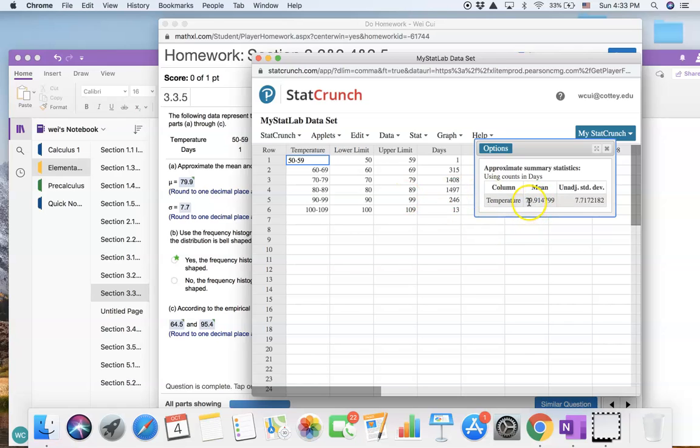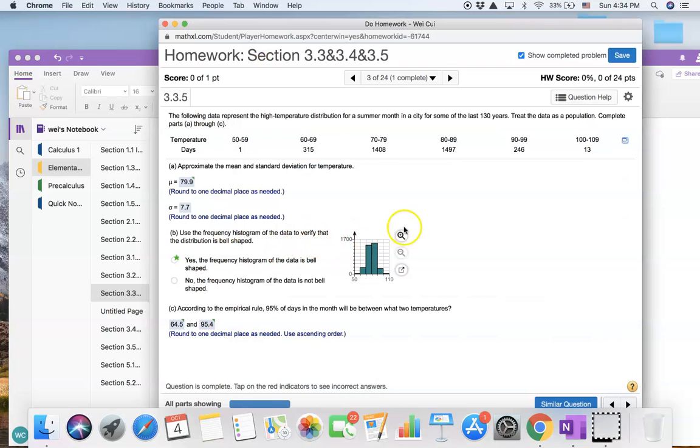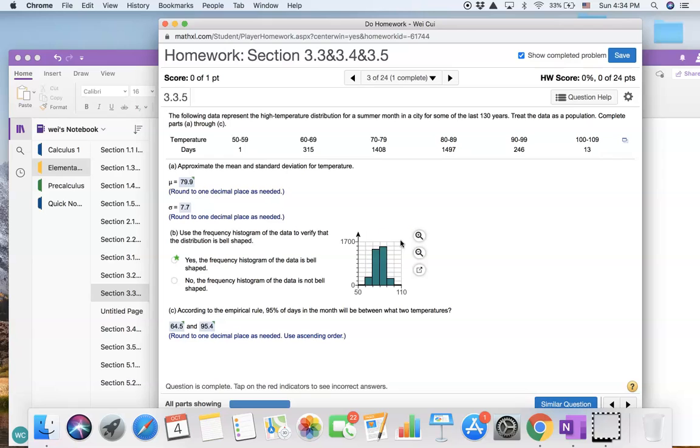So we got 79.9 and 7.7. Okay. And since the frequency histogram, we can see this is kind of symmetric and has a shape of a bell. So we select yes. Okay. So according to the empirical rule, 95% of days in the month will be between which two temperatures?